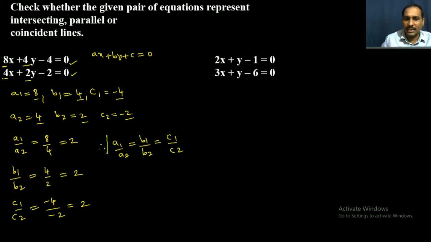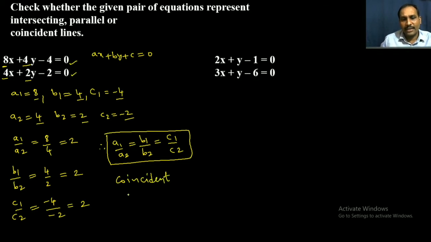Just now we have learned three conditions. So, according to this condition, the given lines are coincident lines. There are infinitely many solutions. Let us take the next problem. They are in the standard form clearly. So, find out a1, b1 and c1, a2, b2 and c2. a1 is 2, b1 is 1, c1 is minus 1, a2 is 3, b2 is 1, c2 is minus 6.